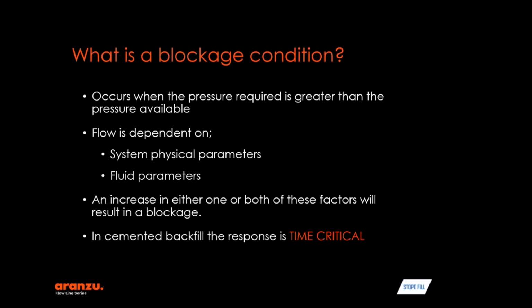So, what is a blockage condition? System blockage occurs when the pressure required to initiate and maintain the flow of paste fill mixture becomes greater than the available pressure from gravity alone or pump and gravity pressure. The pressure required to maintain flow is dependent on the system physical parameters such as pipe and borehole diameter, system length, elevation changes, and system conditions such as paste buildup and loose hardened material or rocks.